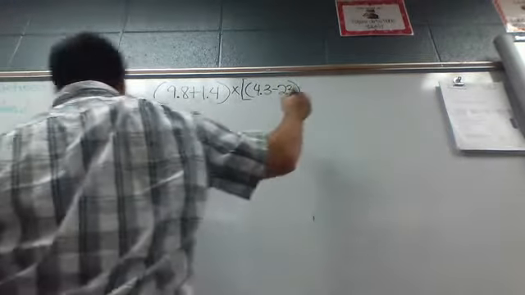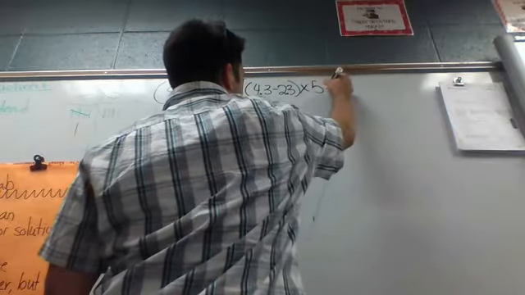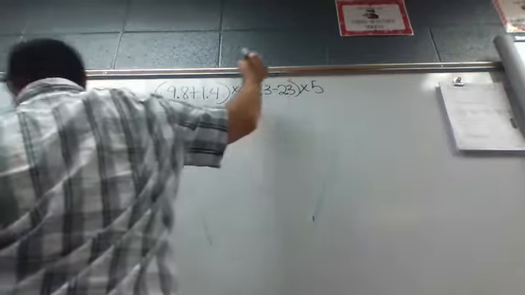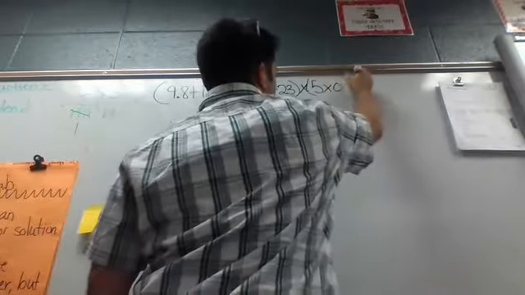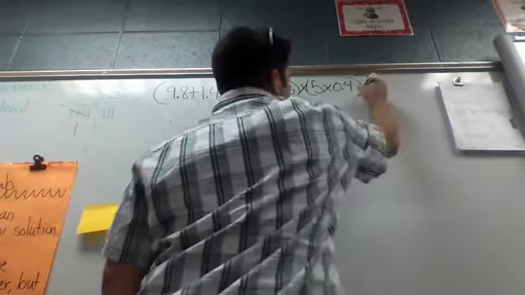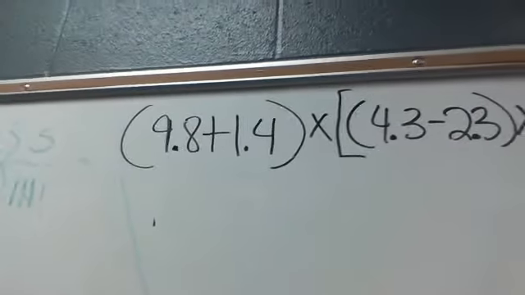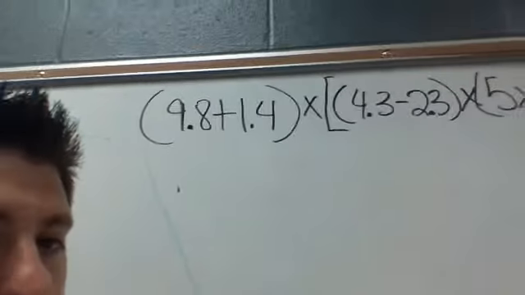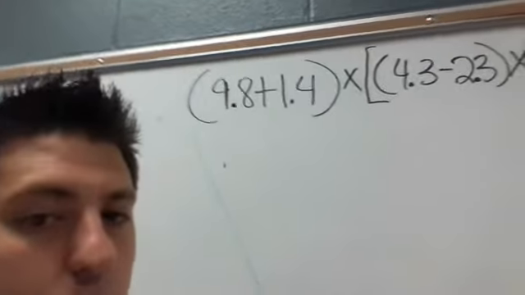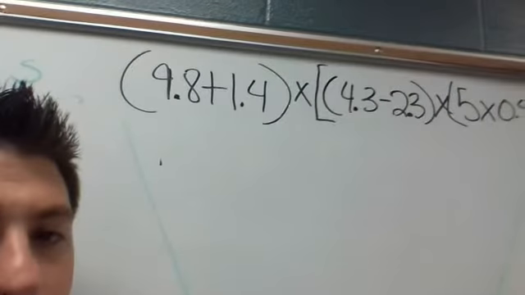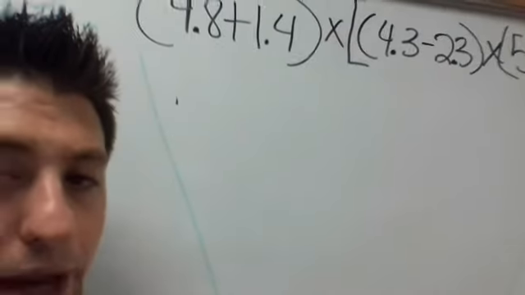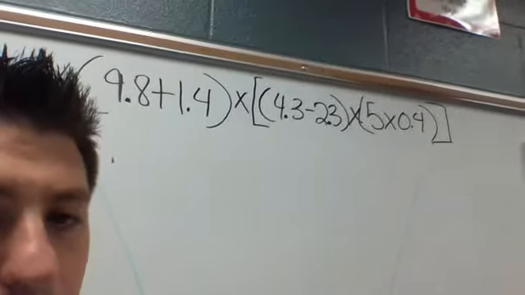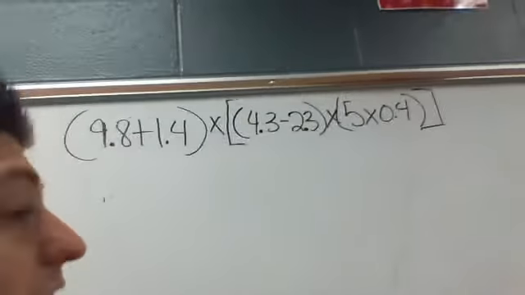Okay. Multiplied by parentheses. Sorry, there's a parentheses before that 5. Multiplied by 0 4/10 in parentheses end brackets. I'm going to bring you guys up here so you can see that. So, parentheses 9 8/10 plus 1 4/10 multiplied by brackets 4 parentheses 4 3/10 minus 2 3/10 in parentheses multiplied by parentheses 5 multiplied by 0 4/10 in parentheses in brackets.